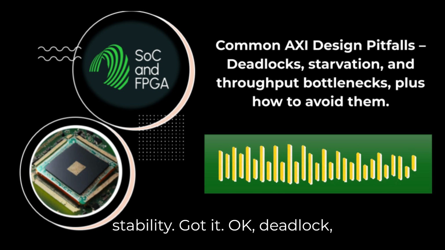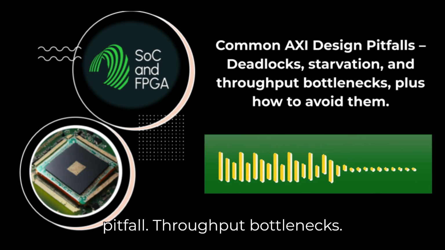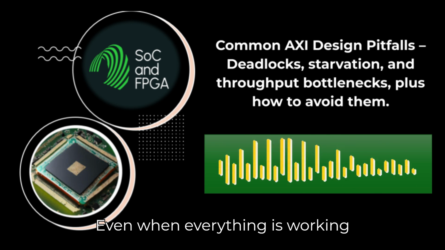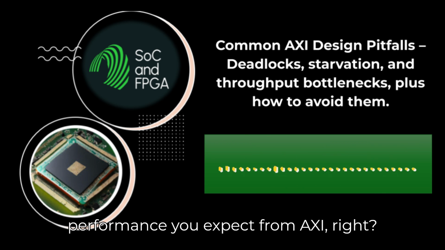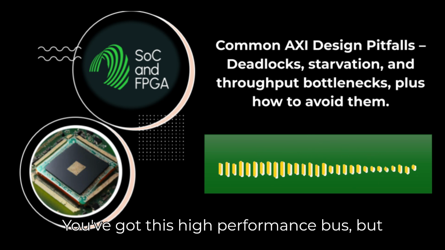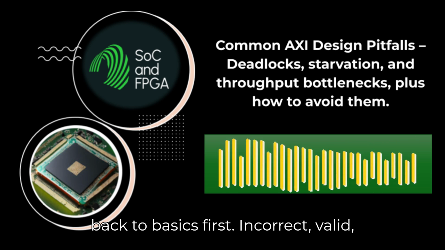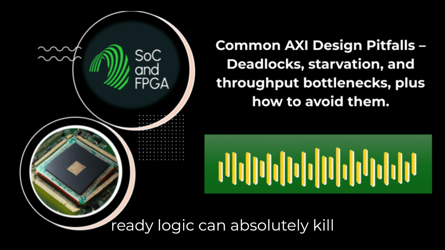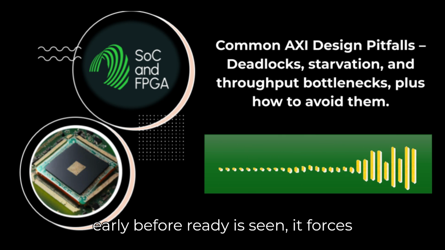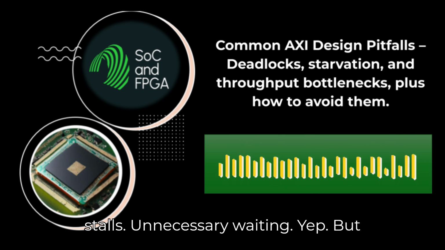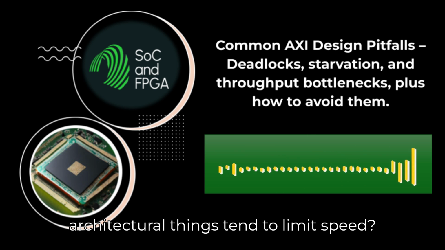Got it. Okay. Deadlock, starvation. Let's hit the last big pitfall, throughput bottlenecks. Even when everything is working correctly, no deadlocks, no starvation, sometimes you just don't get the performance you expect from AXI. Right. You've got this high-performance bus, but your system isn't flying. Why not? Well, back to basics first. Incorrect valid-ready logic can absolutely kill throughput. If a master drops valid too early, before ready is seen, it forces stalls. Unnecessary waiting. Yep. But beyond the pure protocol, what other architectural things tend to limit speed?